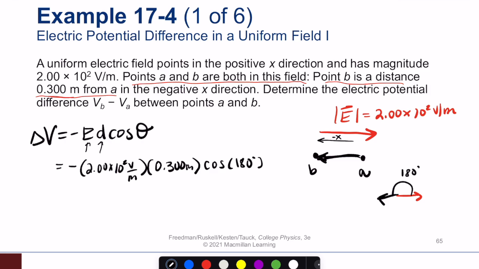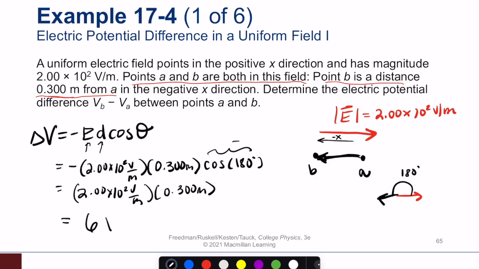Okay, and so then we're going to get a negative from this. It's going to cancel out the negative in the front, and we're simply going to get 2 times 10 to the 2 multiplied by 0.3 meters. Okay, which gives us 6 volts, positive 6 volts.